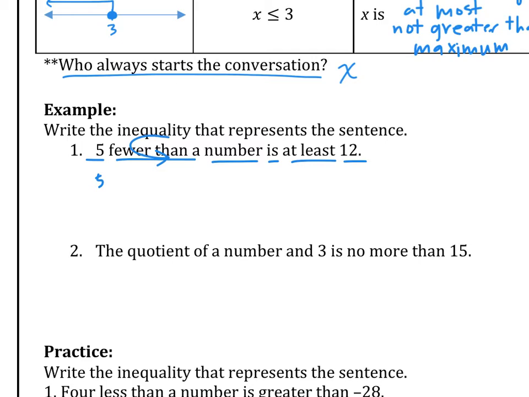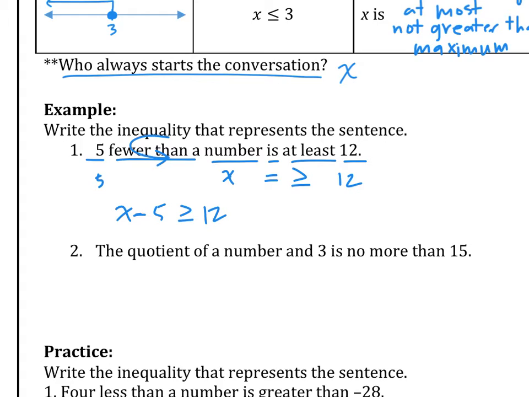A number, some kind of variable, that's equal to. At least is greater than or equal to 12. But 5 fewer than a number means there's a turnaround, so x minus 5 is greater than or equal to 12. You don't have to solve anything. This is just asking you to write an inequality that represents the sentence.